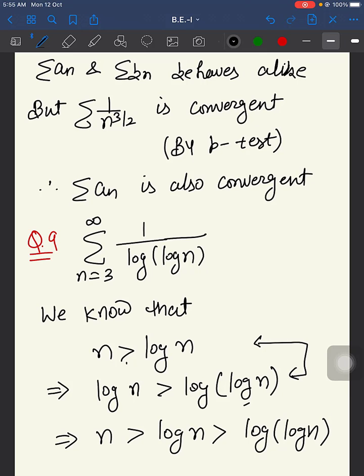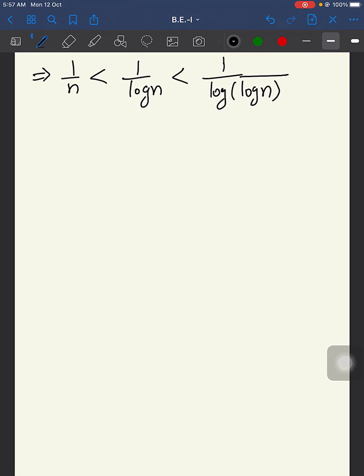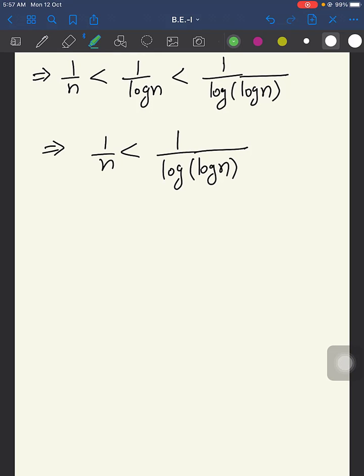So you take reciprocal, so 1 by n would be lesser than 1 by log n and would be lesser than 1 by log of log n. Now you just drop this last term and take the relation between these two. So now you want to decide the convergence or divergence of the series based on this An, right? But this is already bigger than a series which is divergent, right?